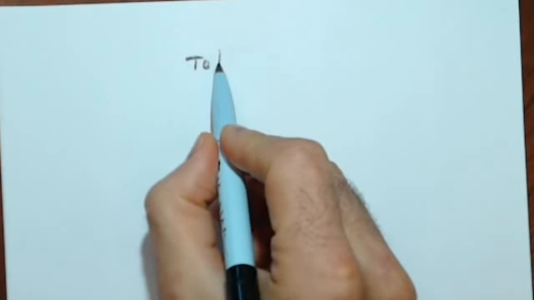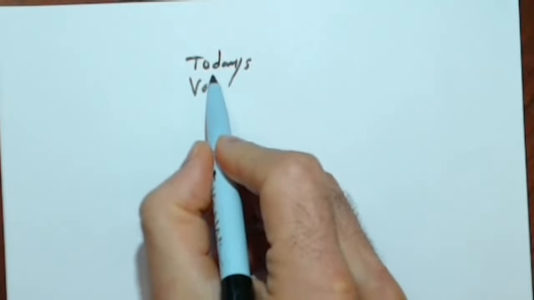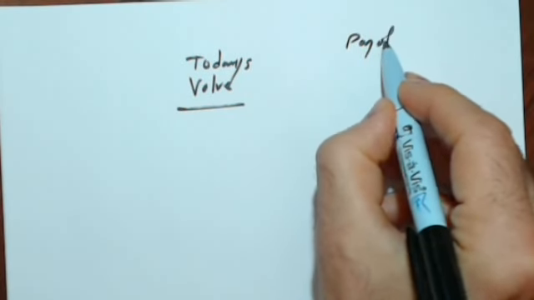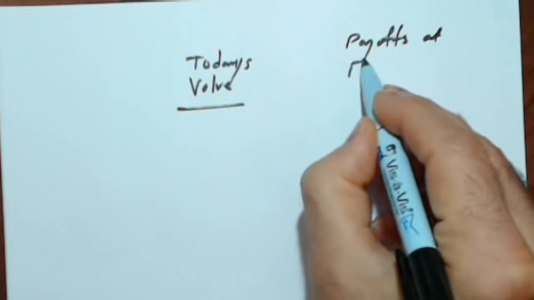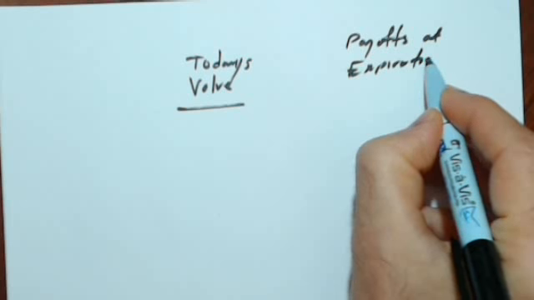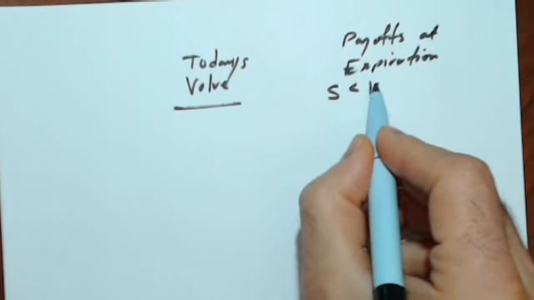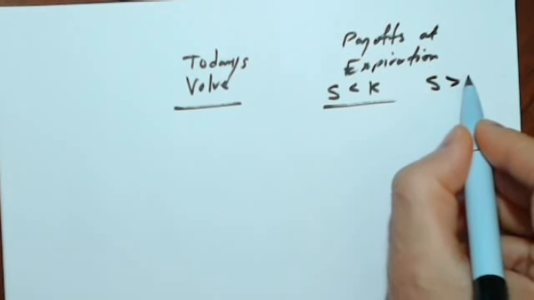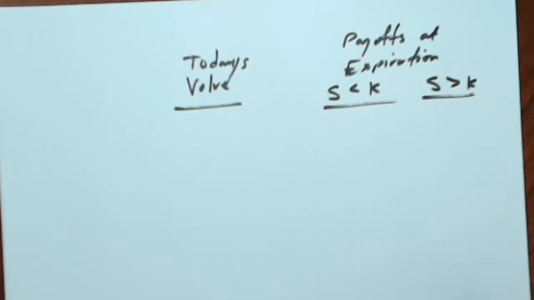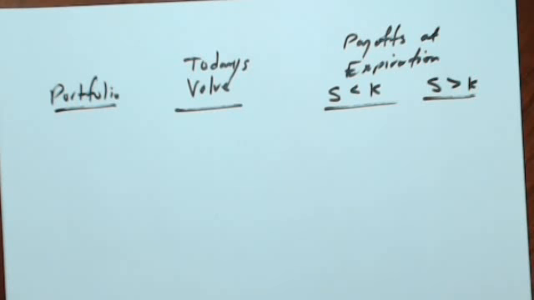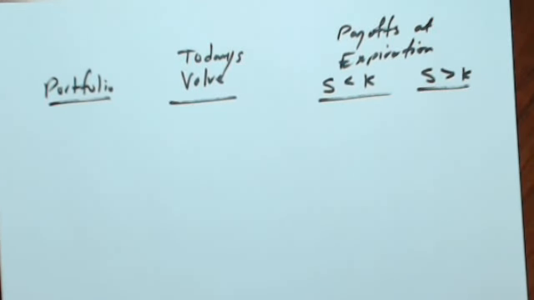Okay, so now I'm going to build a table to derive this. I'm going to look at today's value of some positions. I'm going to look at payoffs at expiration, and I'm going to say, like we saw before, the stock price is less than K. The stock price is greater than K. So we've got all the bases covered. And then over here I'm going to have portfolios, or a portfolio.